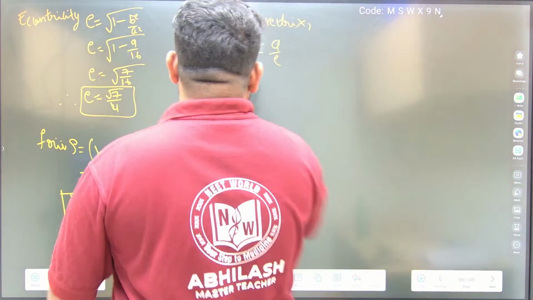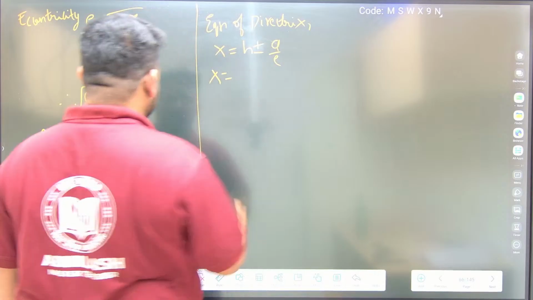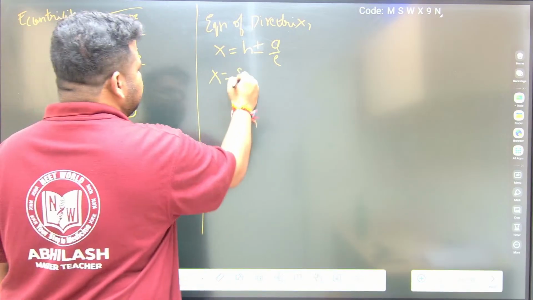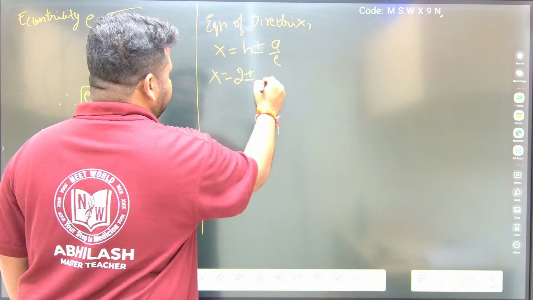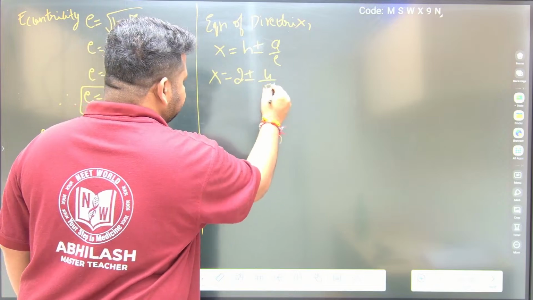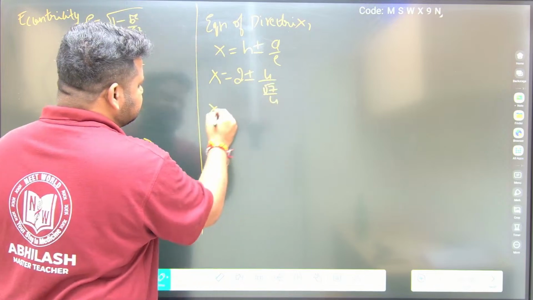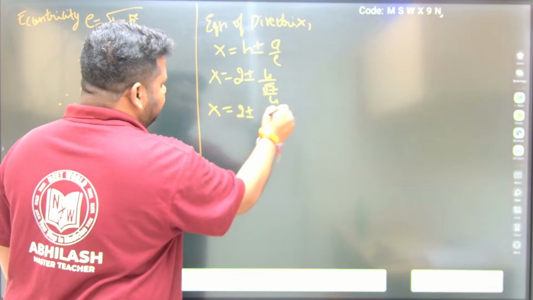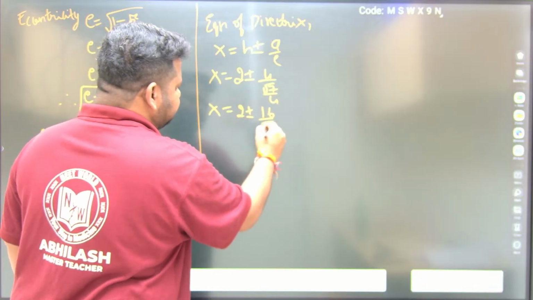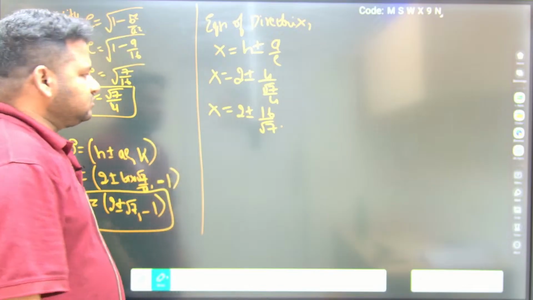So here x is equal to, what is that? H value is 2. 2 plus or minus, a value is 4. E is root 7 by 4. What I'll get? X is equal to 2 plus or minus 4 will go up, 16 by root 7. This is what I'll have.